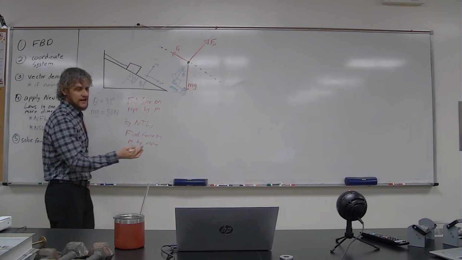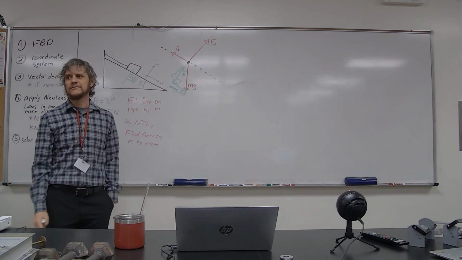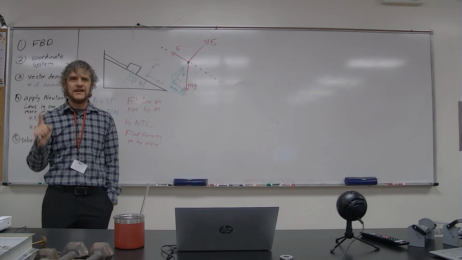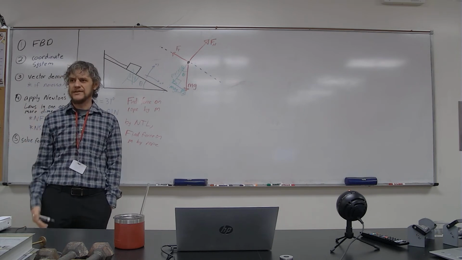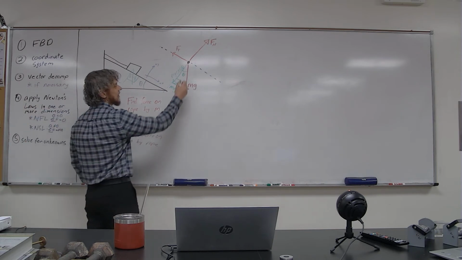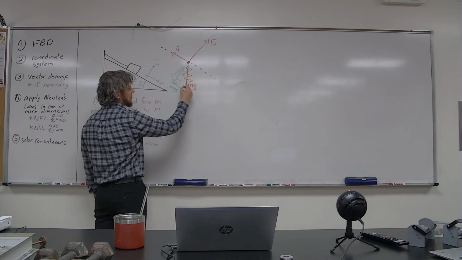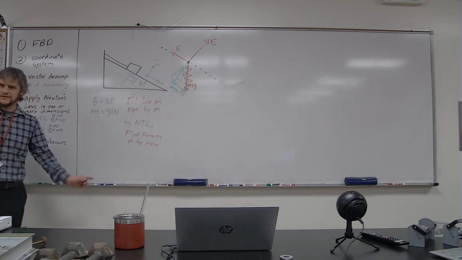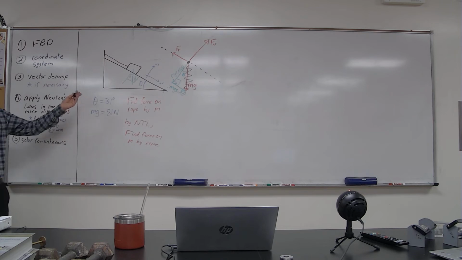And I like thinking of it this way. Once you decompose a vector, you're done with that vector. It doesn't align with your axes. That's why we do vector decomposition. We don't want to worry about it. So we can just completely ignore that actual weight force for the rest of the problem. Right? This is why we do vector decomposition, so that we can avoid that particular vector.